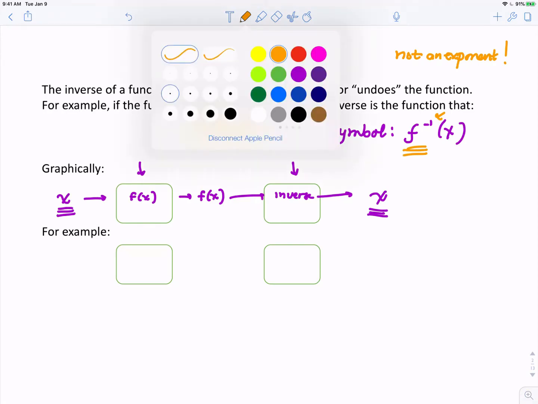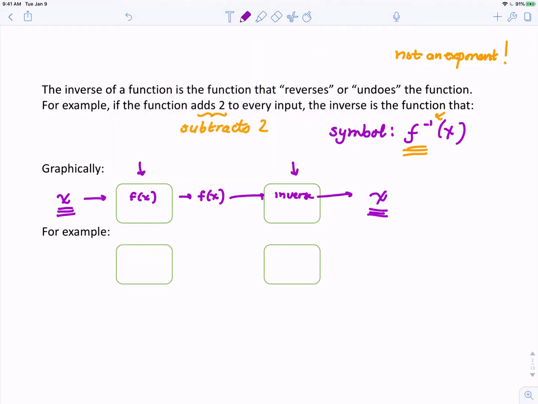So let's do an example. The one we just did adds 2 and subtracts 2. These operations are inverses. So for example, if we put in the number 5, if we add 2, out comes the number 7, put that into the inverse function, subtract 2, and you get the original input back. So when you apply the function and then its inverse, you get the original value back. The inverse of a function is really the function that just reverses or undoes the function.